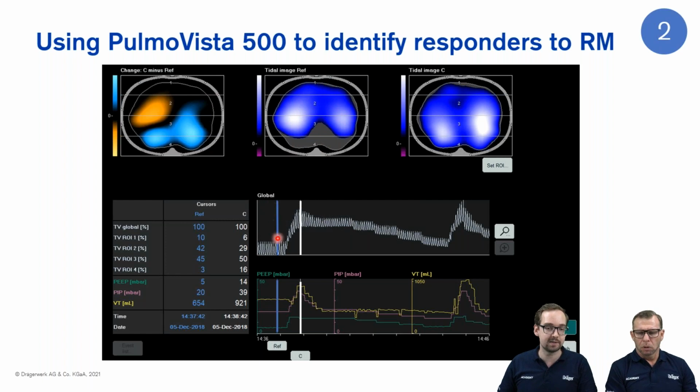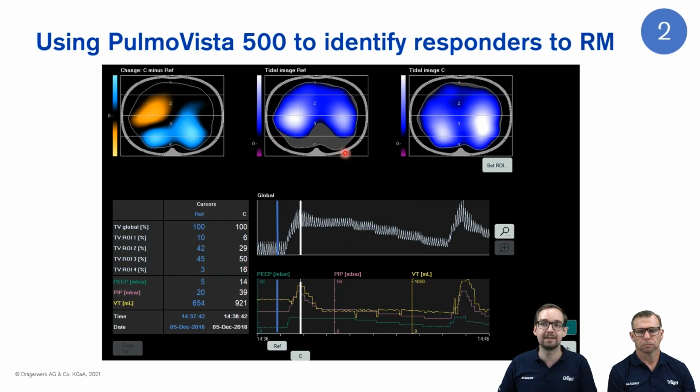You see here the reference cursor. This is our initial condition. Then you see the comparison cursor right here, right in the middle of the recruitment maneuver. When you look at this table, it tells you that in this recruitment maneuver, we have increased PEEP from 5 to 14 and also increased the inspiratory pressure. So what has happened now inside the patient's chest?